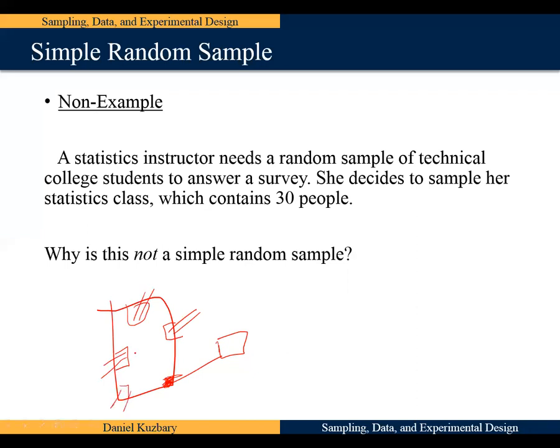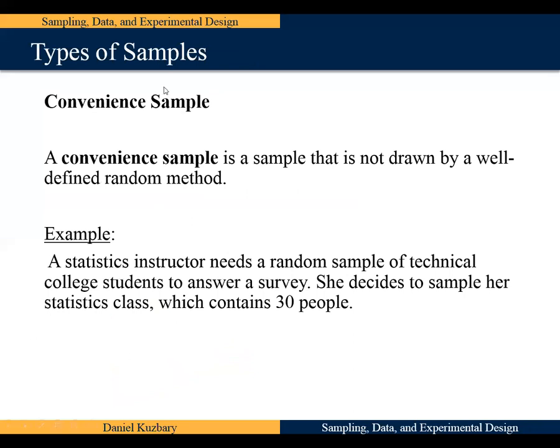So this is not a simple random sample. This is actually an example of a convenient sample. A convenient sample is a sample that is not drawn by a well-defined random method. So the reality is this is not a random sample at all, and for statistics to work, we want things to be random. So this is not random.